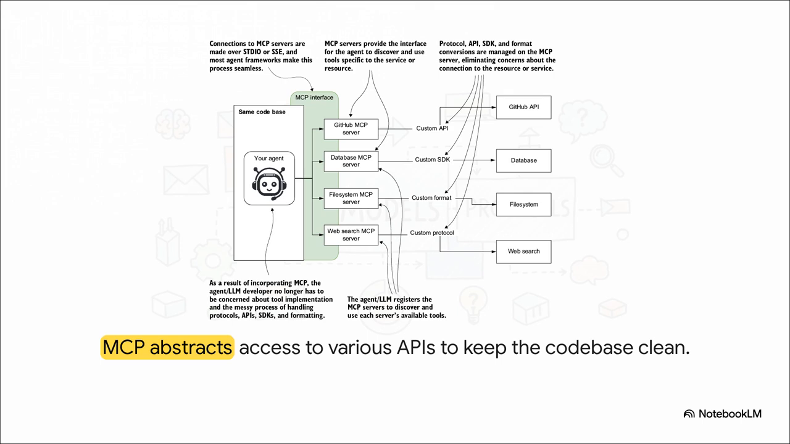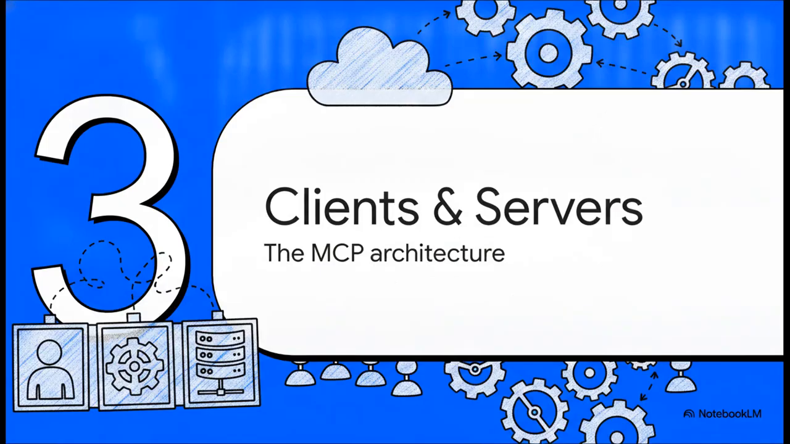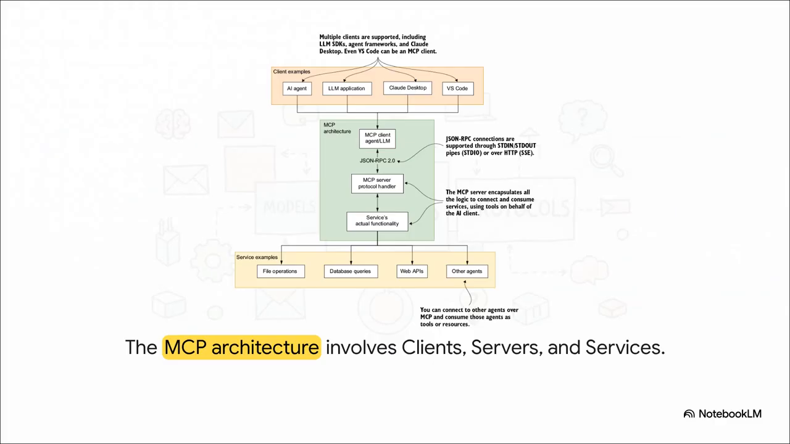As an agent developer, you completely stop worrying about the specific implementation details of any given tool. You just connect to the MCP server, and the protocol handles the underlying plumbing. It's brilliant. So how does this actually work under the hood? Let's move to Section 3, Clients, Servers, and Services, to check out the architecture. The flow here is actually elegantly simple, broken down into 3 tiers.